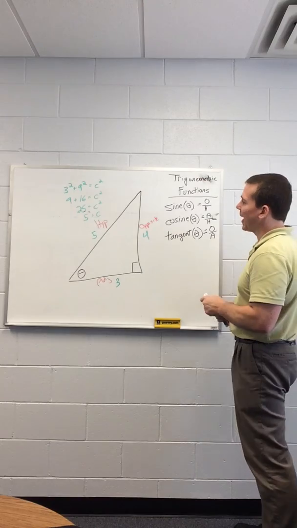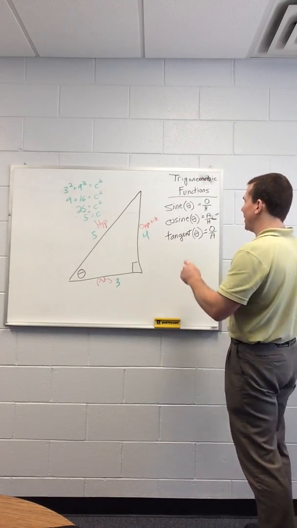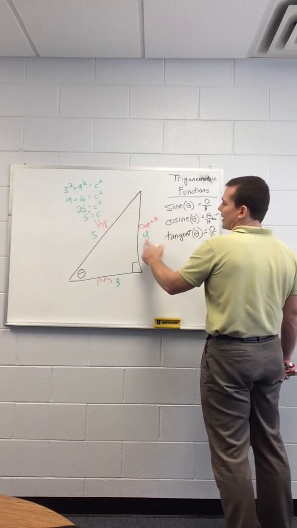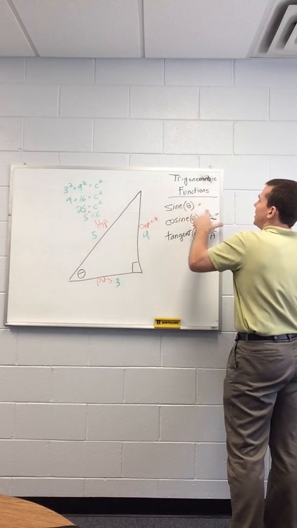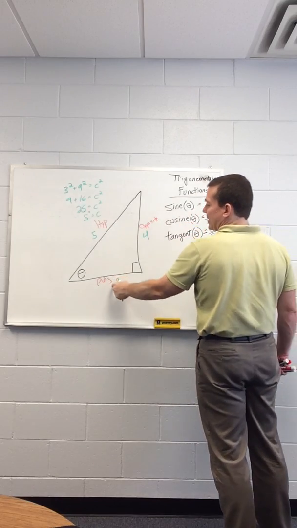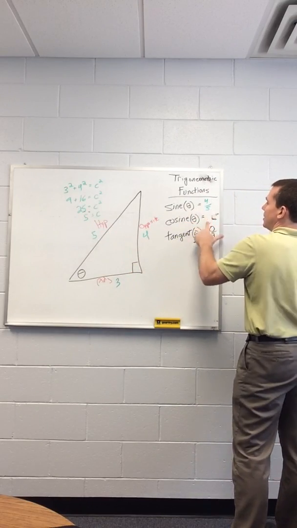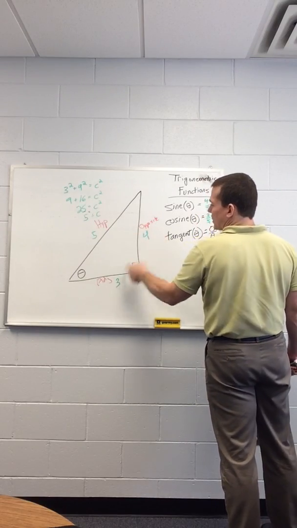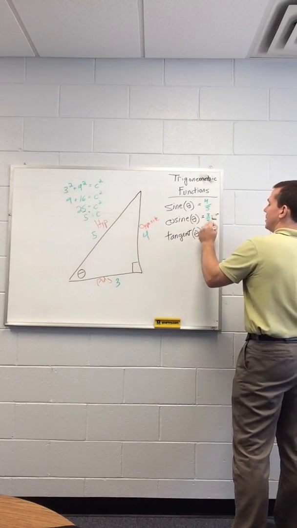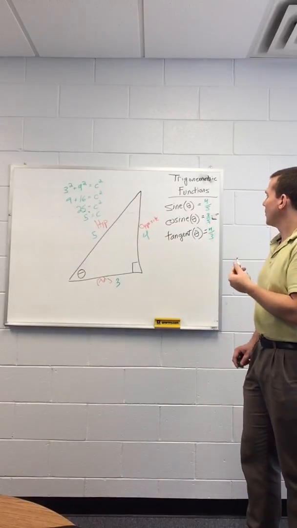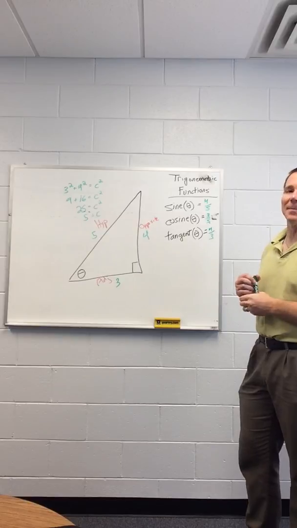And now to find my trig values, well, let's see. Sine is opposite over hypotenuse. That's 4 over 5. So sine is 4 over 5. Cosine is adjacent over hypotenuse, so that's 3 over 5. Tangent is opposite over adjacent, so it's 4 over 3. And there we go. There are my trig ratios right there.